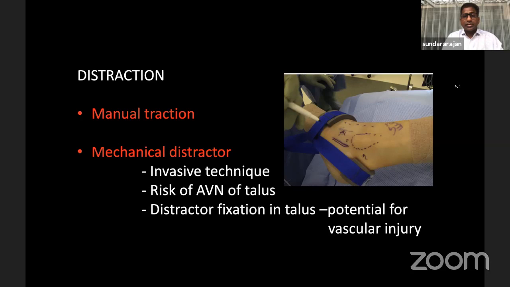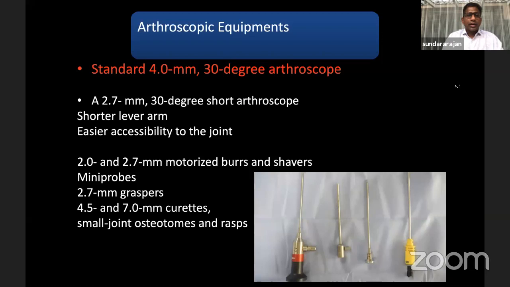What kind of scope can I use? I think a standard 4mm scope is more than sufficient for most activities if you are working anterior to the joint. But you have to decide whether you are doing an anterior scopy or posterior scopy. Anything you are dealing with in the posterior half of the talus, then you should do a posterior arthroscopy. If you already decide preoperatively, it is easy to use a 4mm scope.